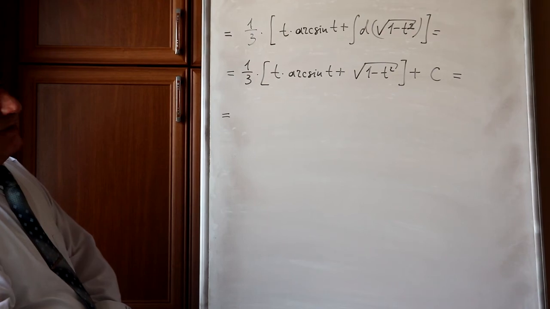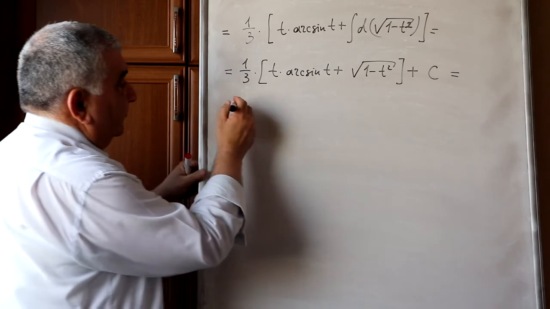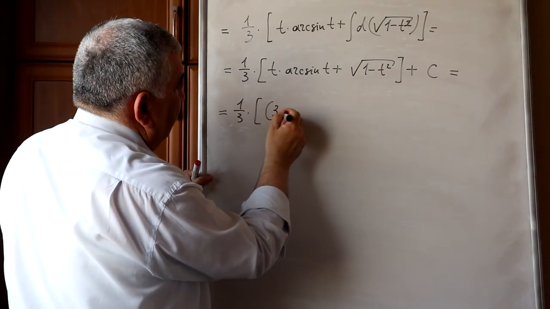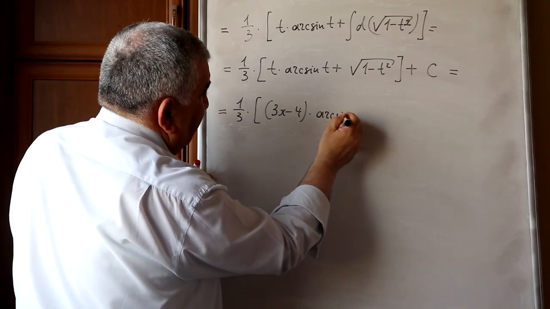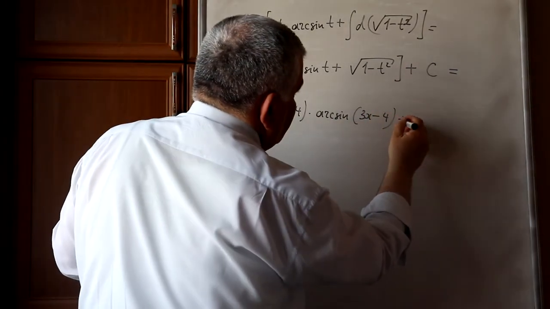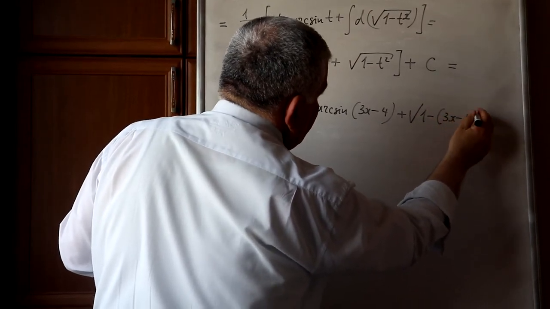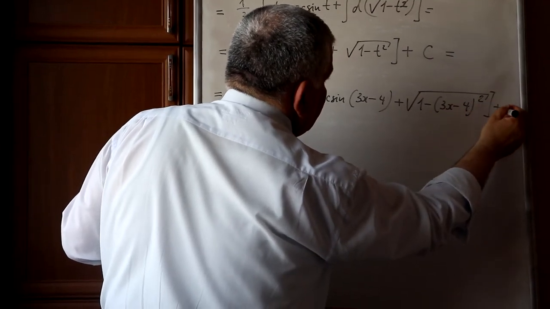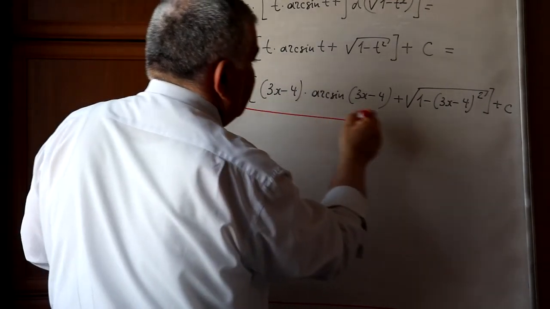T is 3x minus 4, and substitute 3x minus 4 instead of t. 1/3 multiplied by 3x minus 4 multiplied by arcsine of 3x minus 4 plus the square root of 1 minus 3x minus 4 squared, plus c. It is the answer of the fourth example.